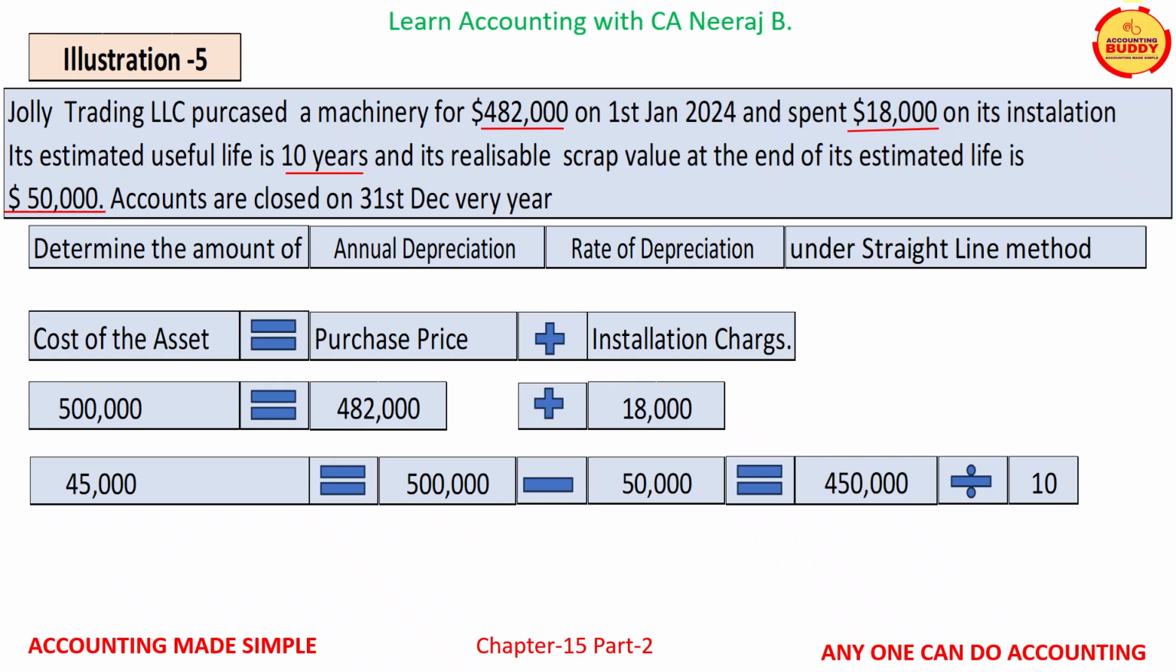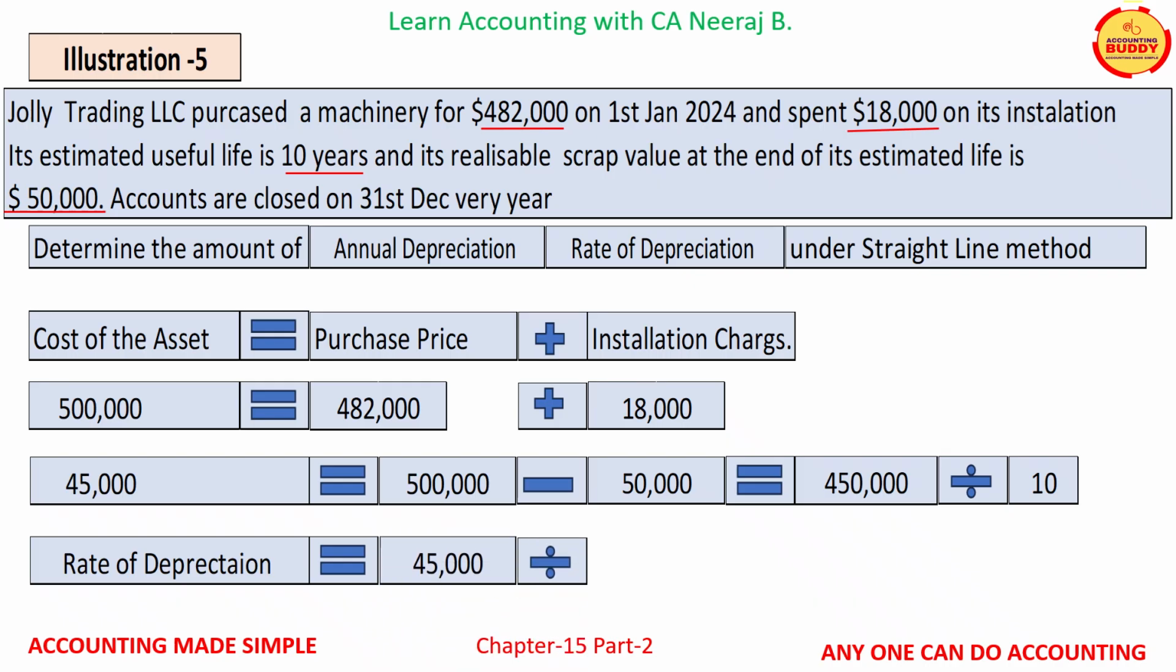Now let us calculate the rate of depreciation. Rate of depreciation will be calculated by dividing the annual depreciation amount of $45,000 by the total cost of the machinery, that is $500,000. In our illustration, the rate of depreciation is equal to 9%.